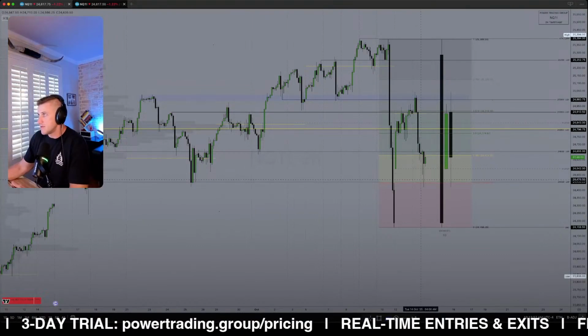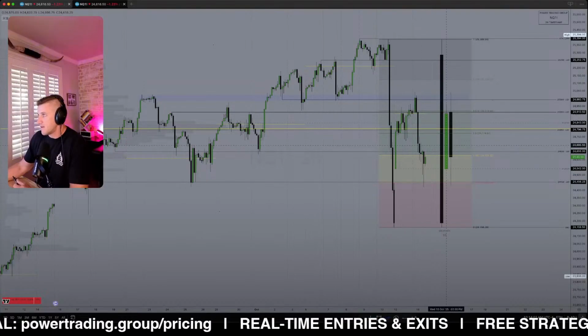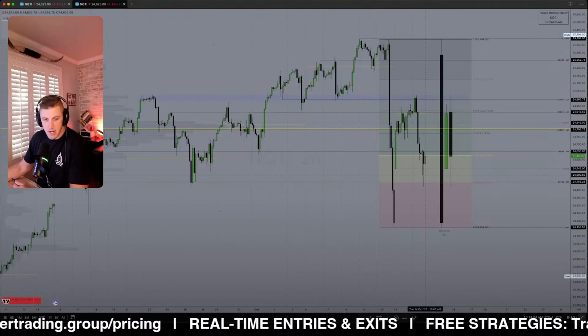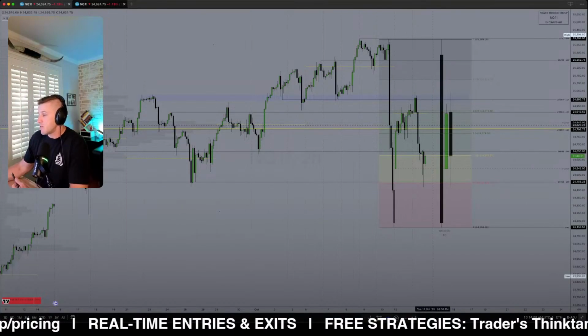So far, NQ, big reject at 25K, retest at 450, filled the regular trading hours gap from Friday afternoon to Monday morning.